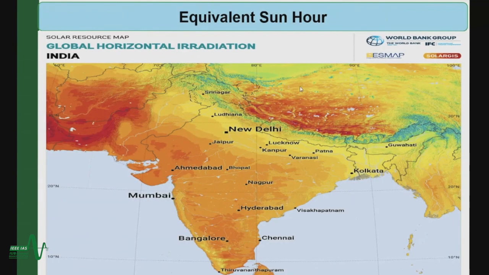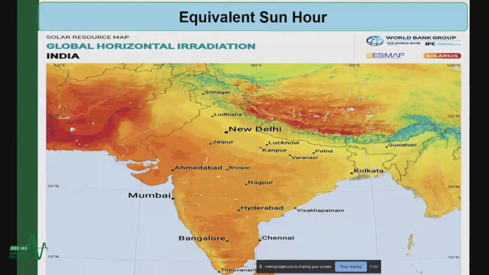Let's come to the point of equivalent sun hour. Sometimes you will find it called peak sun hour. So what does it mean? If we consider Bangladesh, since we are in this yellow region, here as you can see the value is 4.6. What does it mean? 4.6 kilowatt hour per meter square. It means that you will get 1 kilowatt of power for 4.6 hours. Sometimes you will get the value as 4.6 kilowatt hour per meter square, or somewhere you will find the value as 4.6 hours per day. Okay, and then come to the next topic.